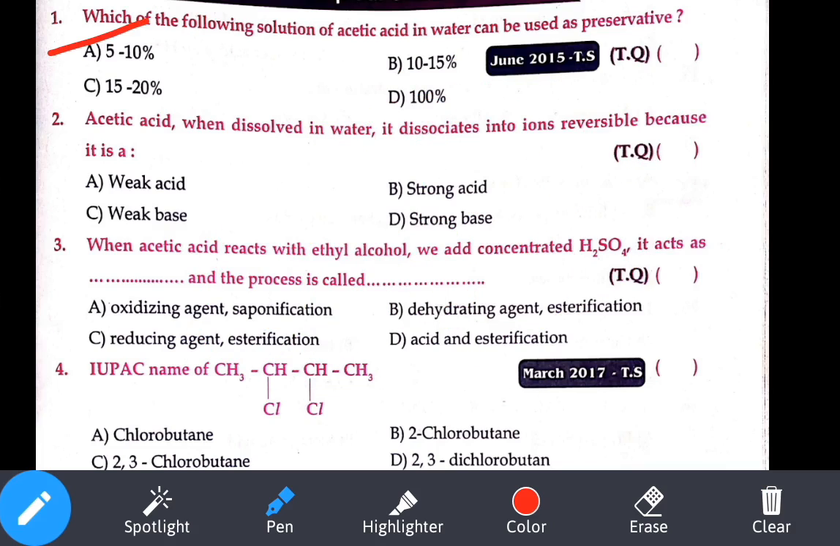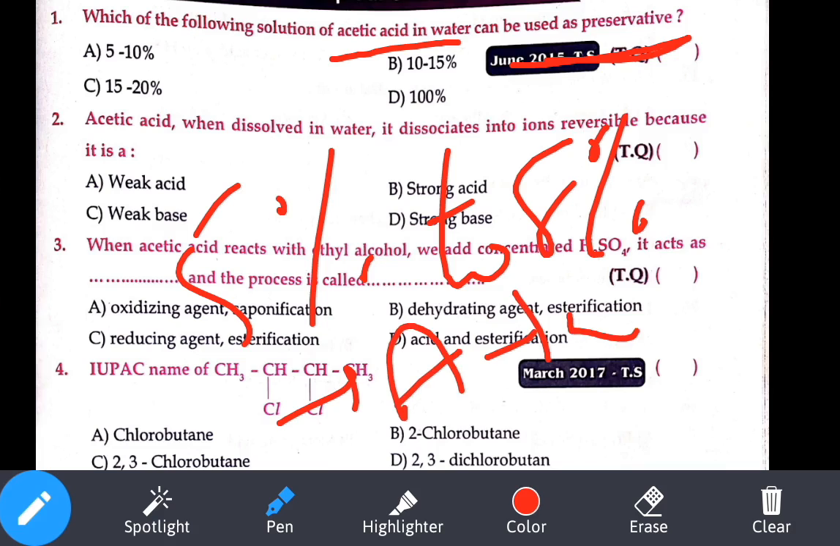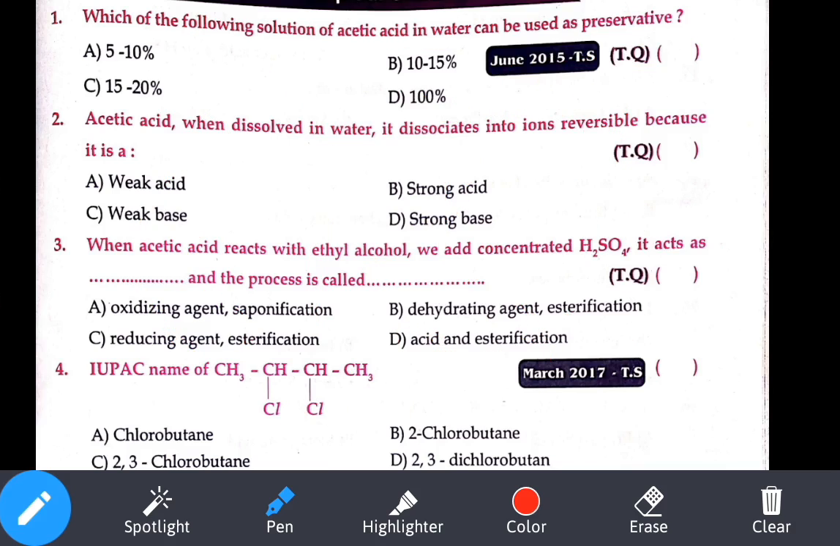What is the first question given there? Which of the following solutions of acetic acid in water can be used as a preservative? We know that 5 to 8 percentage of acetic acid in water is called vinegar, which is used as a preservative of pickles. So what is our answer? 5 to 8 is not there, so 5 to 10, option number A is our answer.